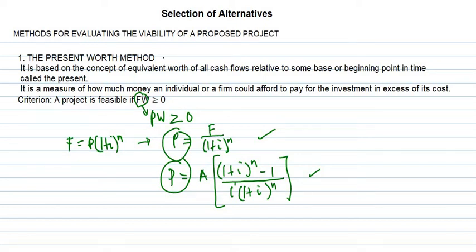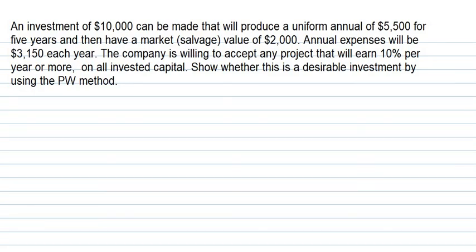To explain this method, I will show you an example. We have here an investment of $10,000 that will produce a uniform annual revenue of 5,500 for 5 years, and then have a market or salvage value of 2,000. The annual expenses will be 3,150 each year. The company is willing to accept any project that will earn 10% per year or more on all invested capital. Show whether this is a desirable investment by using the present worth method.